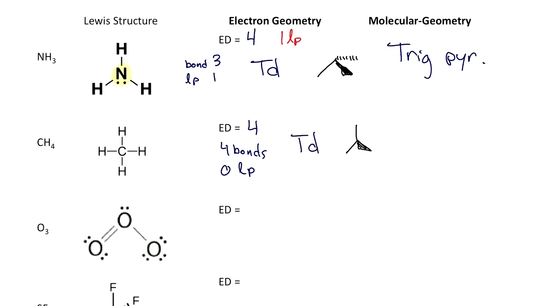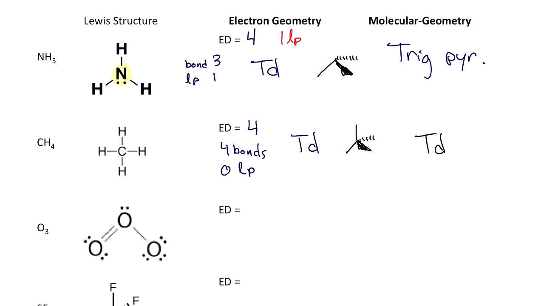So here's my tetrahedron, so wedge and a dash. All right, do we have any lone pairs to worry about? Nope. So then what is our molecular geometry? It is the same shape because I don't have any lone pairs to consider. So our molecular geometry is also tetrahedral. All right, so anything that has 0 lone pairs will always adopt one of the parent structures. So like linear, trigonal planar, tetrahedral, trigonal bipyramid, or octahedral, if it has 0 lone pairs.